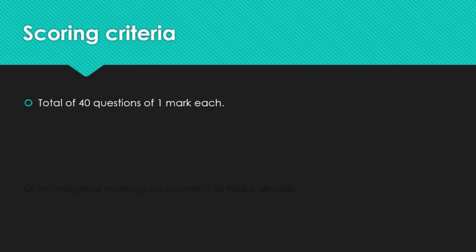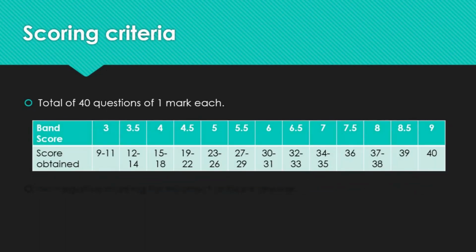As we already know, you will have 40 questions of 1 mark each in the exam. Now this scale gives you an idea about the score that you will get based on the total number of correct answers in the exam. You can see that to get 7 bands you need at least 34 correct answers. That means 1 incorrect answer per passage is allowed. And to get 9 bands you should have all 40 correct answers. You cannot make any mistakes.